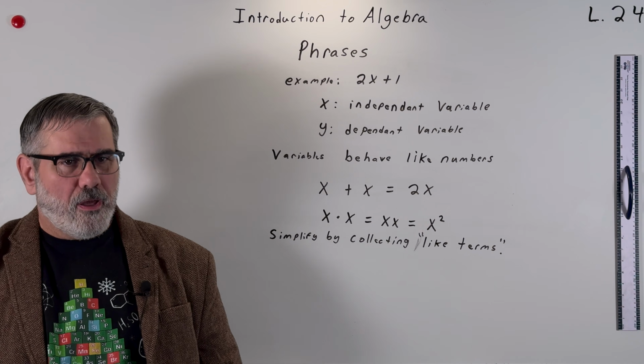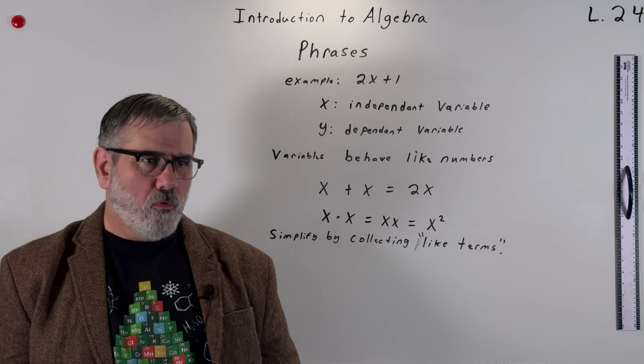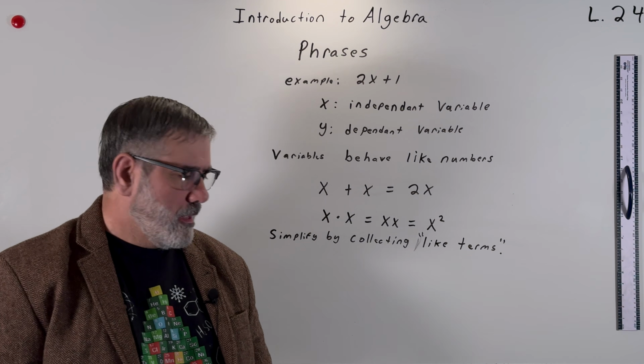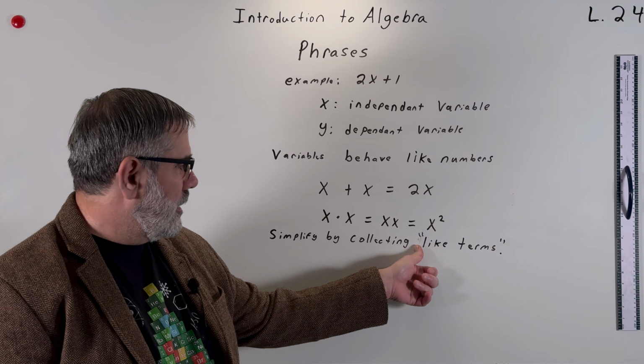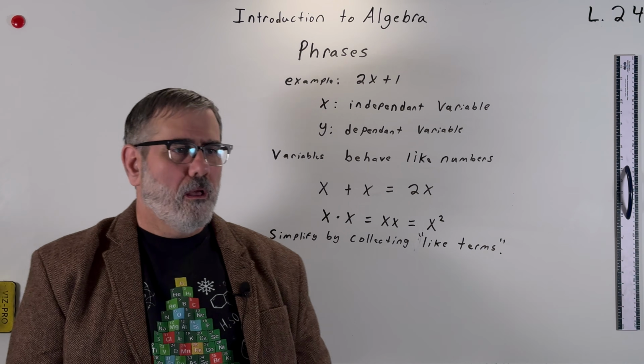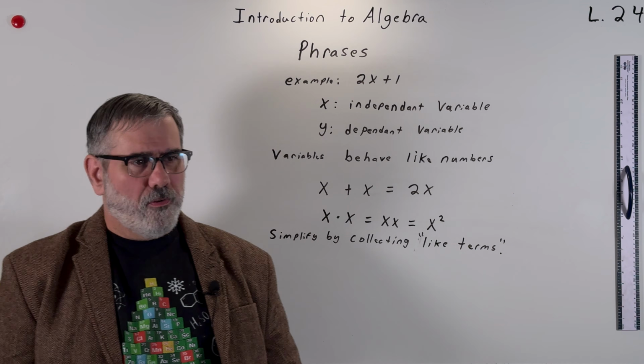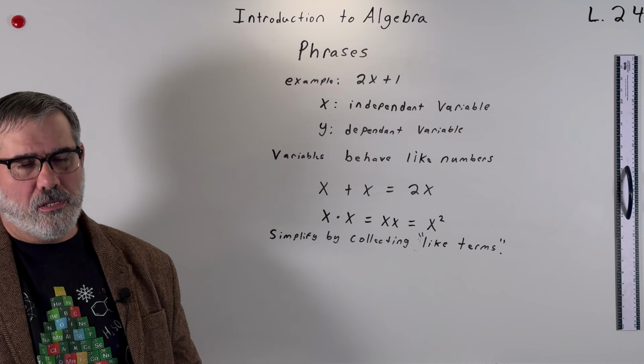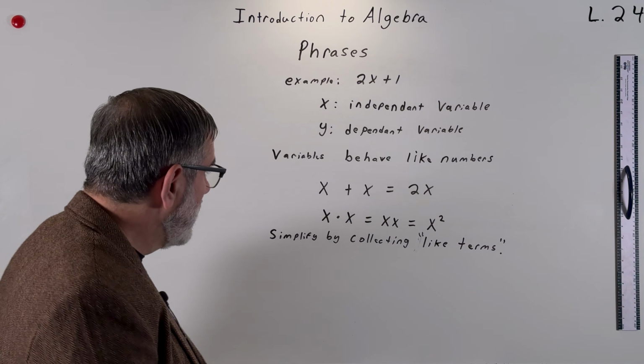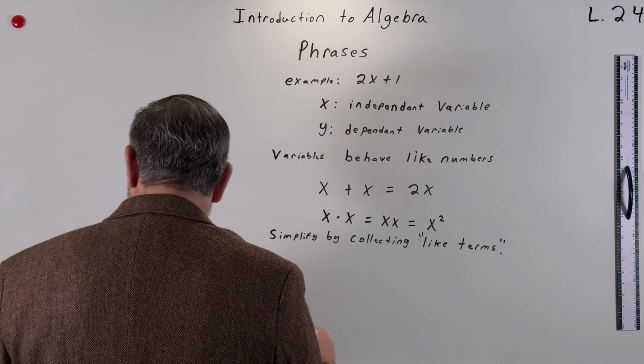Usually we like to simplify the algebraic expressions that we get, and we do that by collecting like terms. This "like terms" is something you'll hear a lot in the algebra community. I don't really feel one way or another about it, but I'm used to it, and so I say it. I'll say collect like terms. But what does that mean? Well, let's do an example.